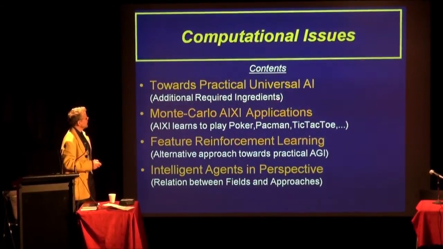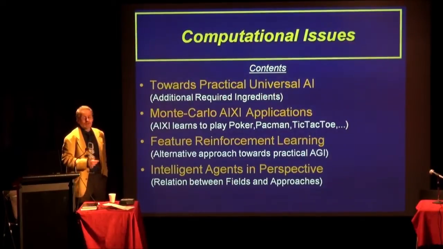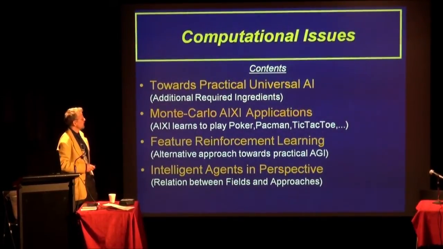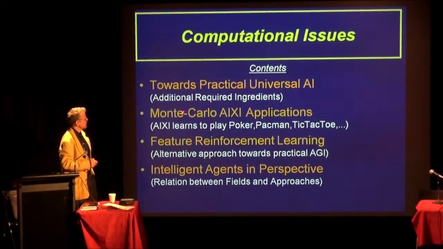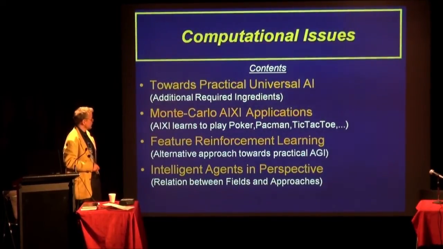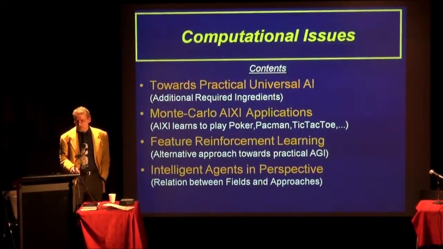So first, the general additional requirements and ingredients needed for approximating universal AI, for the AIXI body in particular, but also more generically if you approach AGI from a theoretical aspect. Then a particularly successful approximation, the Monte Carlo AIXI CTW approximation, then some other approaches, and then I put everything into perspective. Okay, so what do we need in addition to the ingredients I've told you already in order to make this computable?